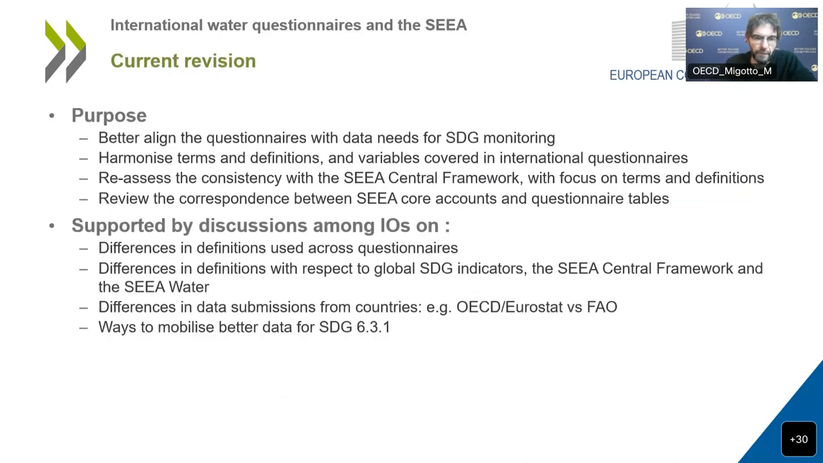Okay, so as said, we've been working to harmonize the definitions and better align to the SEEA framework. We've been comparing questionnaires to see differences in definitions, and also we've been doing some work comparing country submissions to the different organizations and ways to mobilize better data.